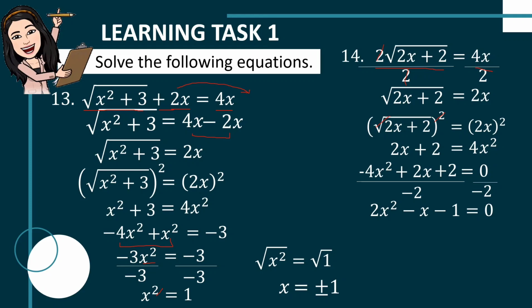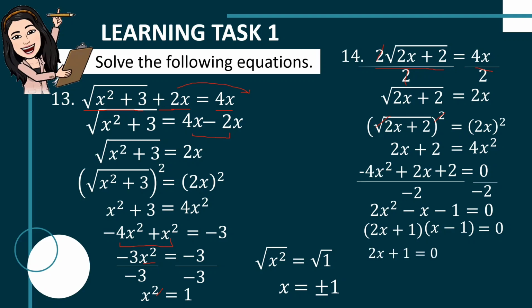So, nanggaling si 2x squared, negative 4 divided by negative 2. That is 2x squared. Positive 2 divided by negative 2, we have negative x. And negative 2 divided by negative 2, we have negative 1 is equal to 0. Now, apply ulit natin solving quadratic equation. This will become, yan, ang factors niya ay 2x plus 1 and x minus 1 is equal to 0.